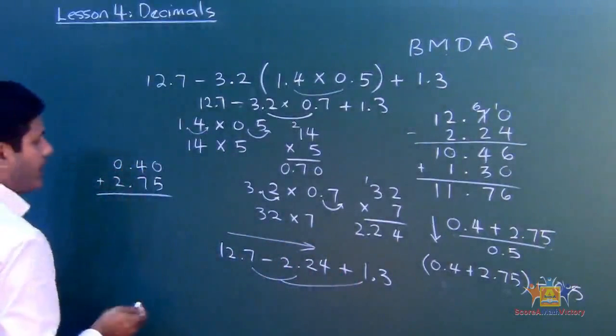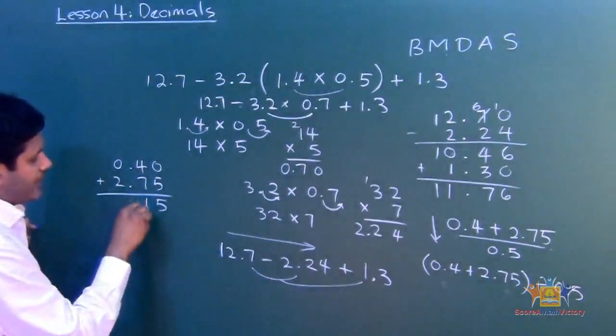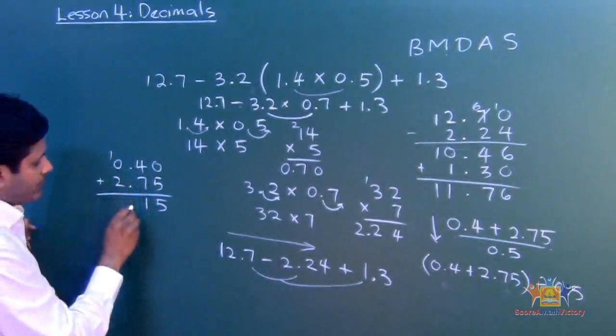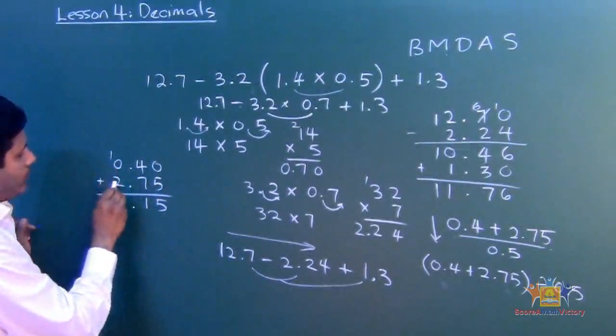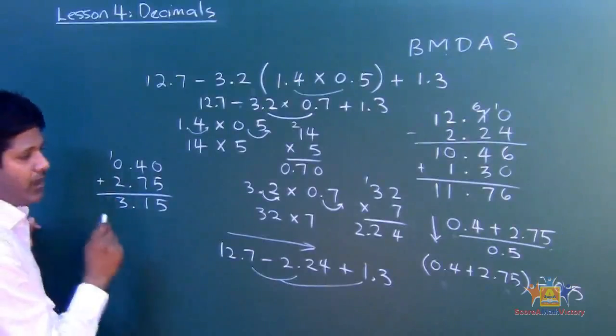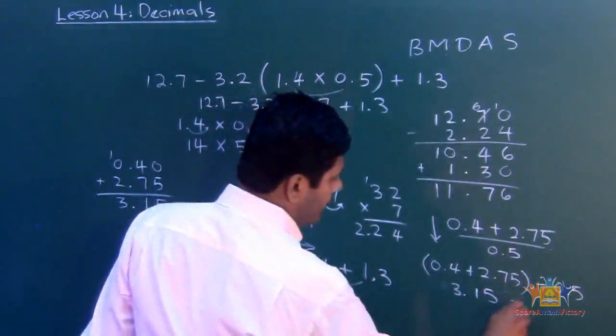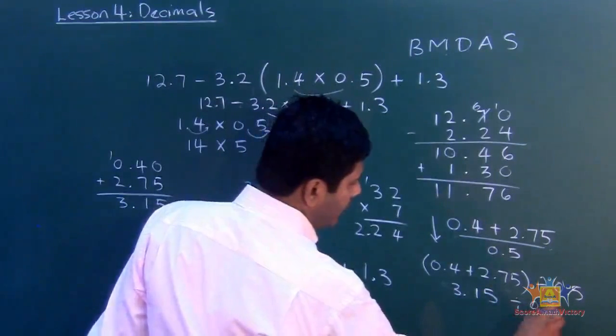Now I can add a 0 behind this. Okay, 0 plus 5 is 5. 4 plus 7 is 11. I carry 1. See the decimal? Let's bring it straight down. 1 plus 0 plus 2 is 3. So it gives me 3.15. So I can substitute back right here: 3.15 divided by 0.5.